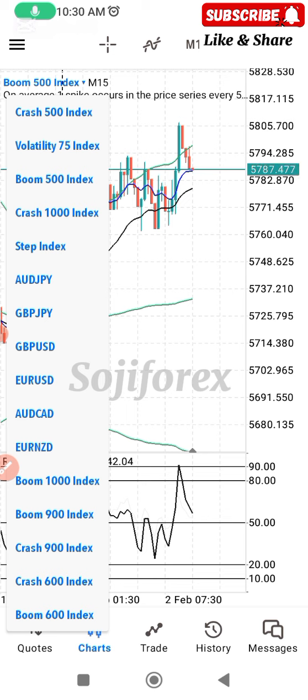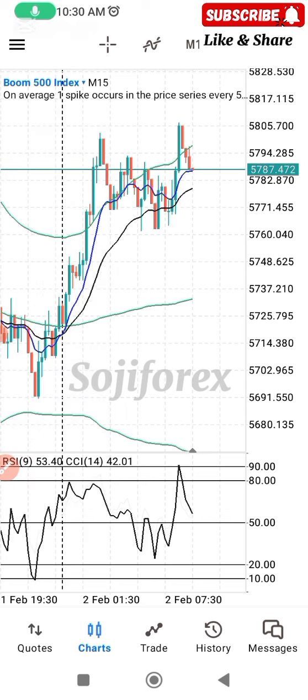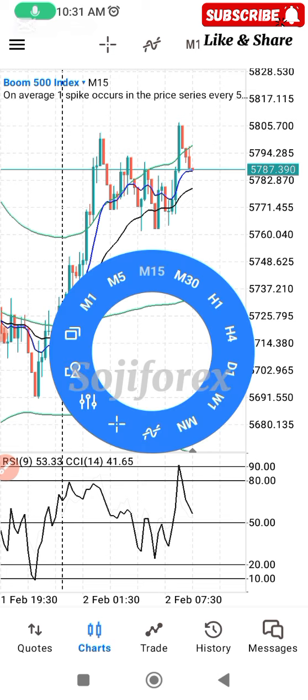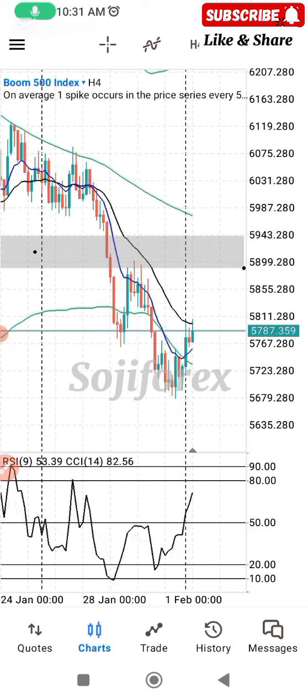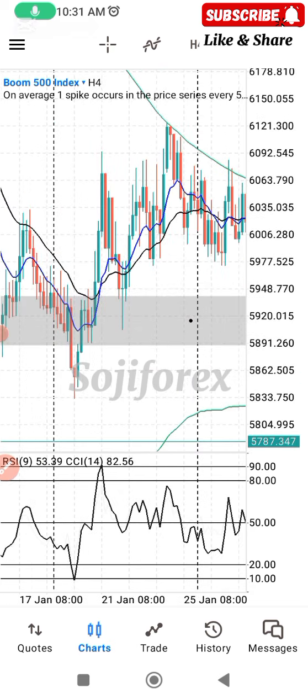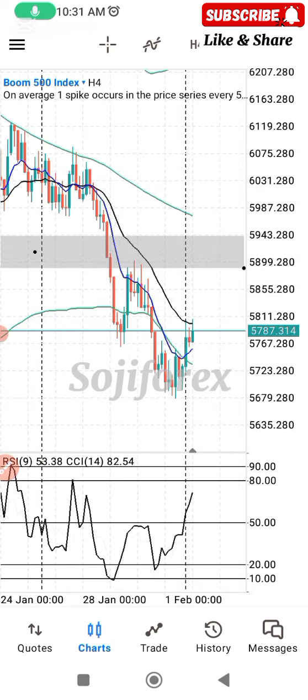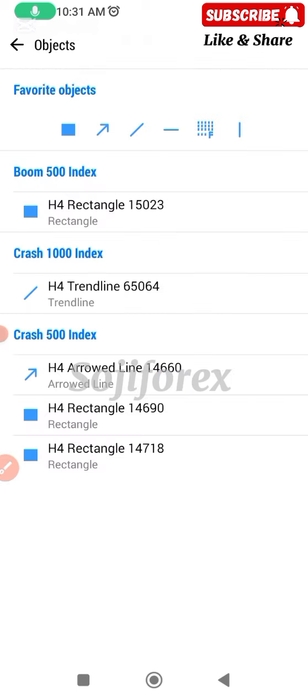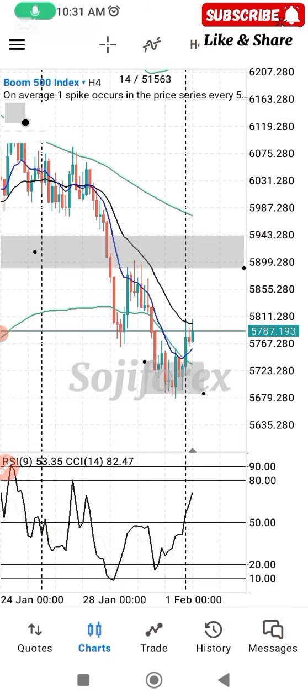So this is exactly how you can trade the boom. To catch the spike, you first of all go to your H4 and mark your zone. I just mark it for an illustration now. And this is exactly how it works. Like in this scenario now, I will mark this zone.